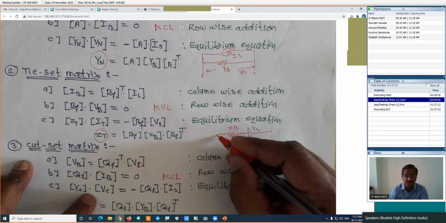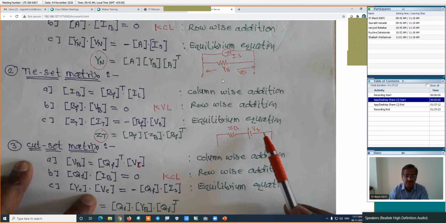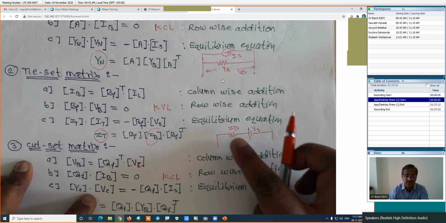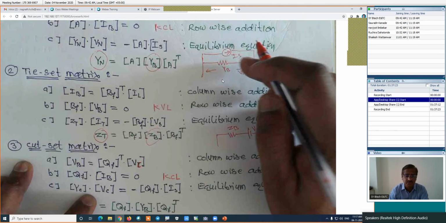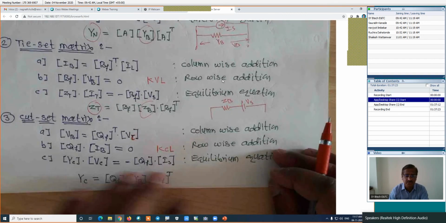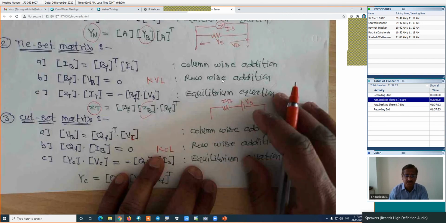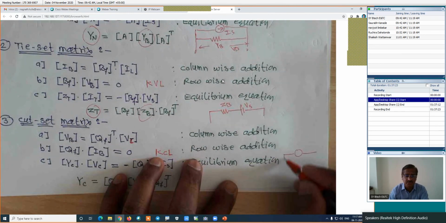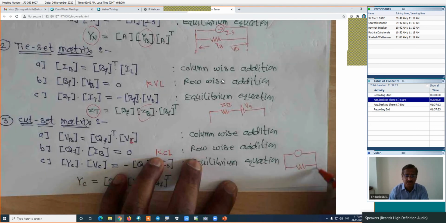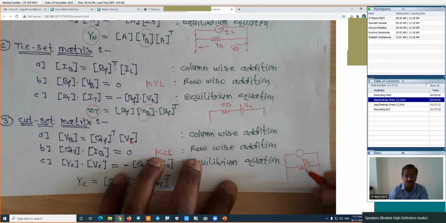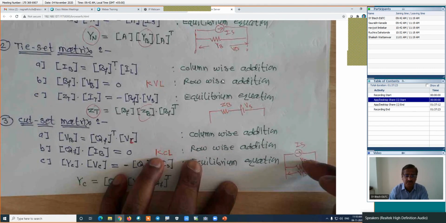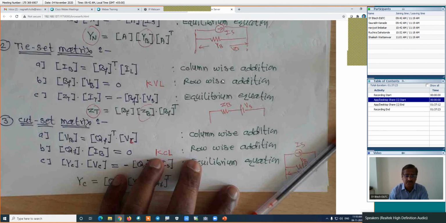Every branch in the case of the tie-set matrix should be represented like this, and we are considering ZB as the branch impedance. Here it is YB, the branch admittance. And finally, in case of the cut set also, each branch is expected to be represented in terms of YB, VB, and the current IS, something like this. This is the standard way, and that's it for this lecture. I will stop here.